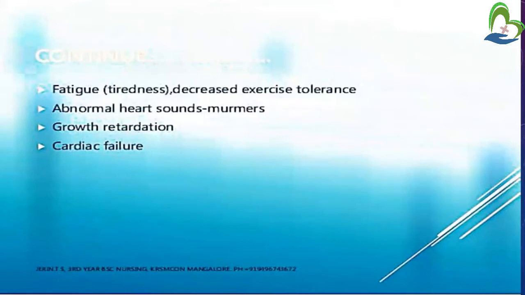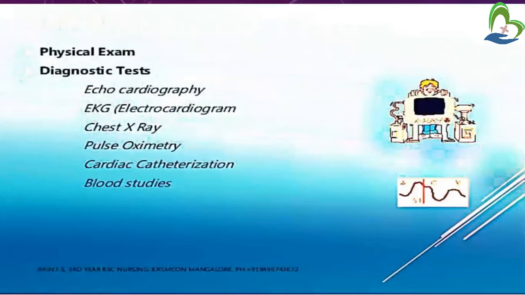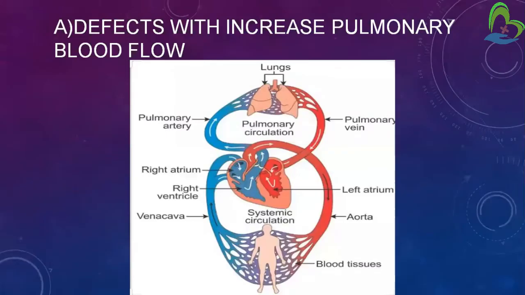Then abnormal heart sound, especially a murmur, will be present on auscultation. Then growth retardation and cardiac failure. Diagnostic tests are physical examination, then echocardiography, EKG, that is electrocardiogram, chest X-ray, pulse oximetry, cardiac catheterization, and blood studies. Okay, so this was overall about congenital cardiovascular disease. Now we will see all these congenital cardiovascular diseases one by one as per the classification.